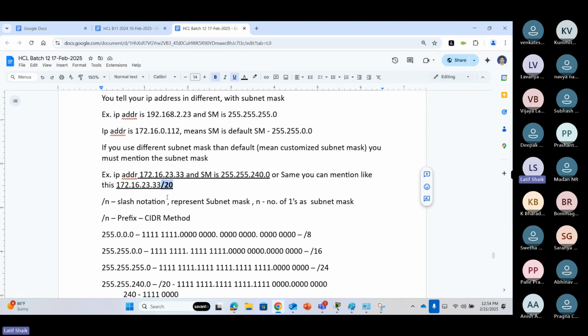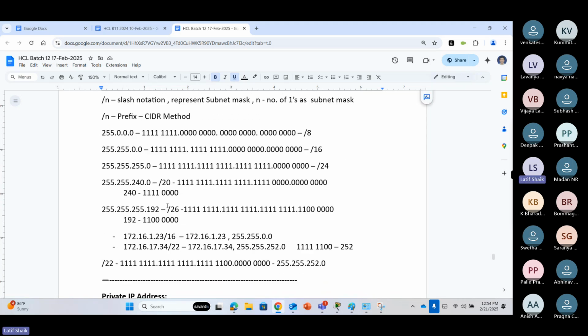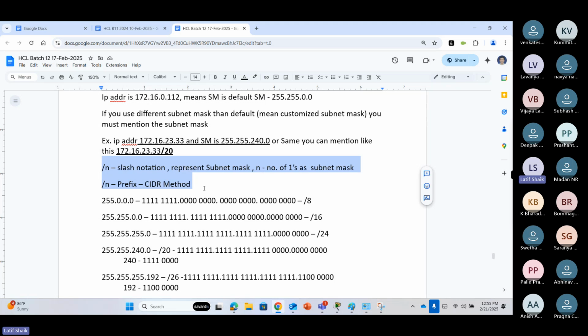So how to write this slash notation? You take a subnet mask, convert it into binary, and count the number of ones, the network bits. That is your slash notation. Take 255.0.0.0: there are 8 ones inside, so slash 8. 255.255.0.0: 16 ones, so slash 16. 255.255.255.0: 24 ones. And 255.255.240.0: just 20 ones inside. Like this, these slash notations, prefix or CIDR method, represent your subnet mask.